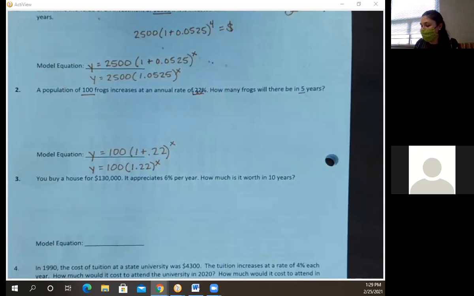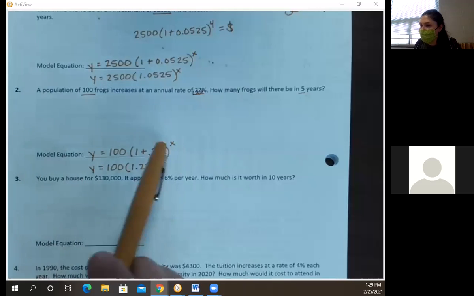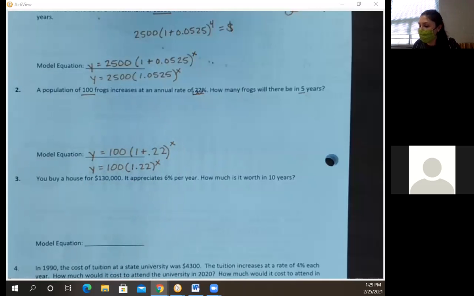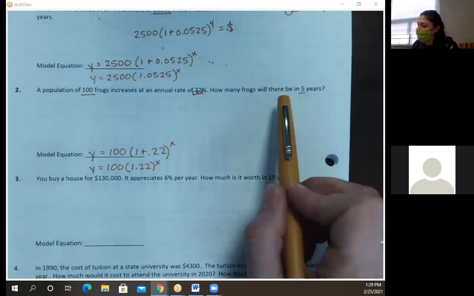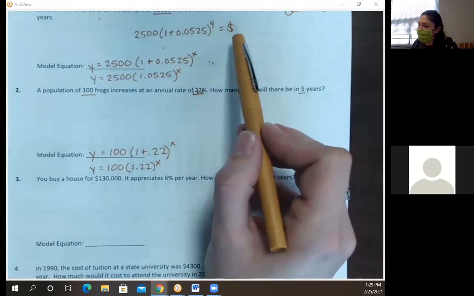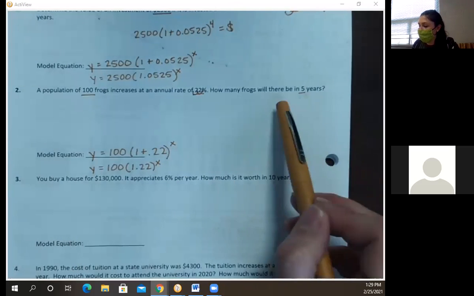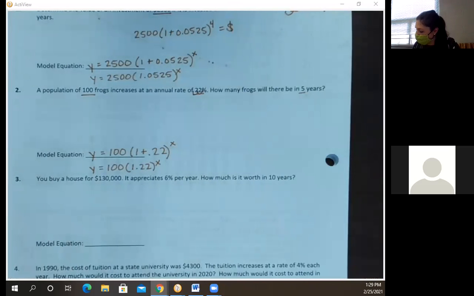I want you to go ahead and finish the problems on page 14. You need to give me the function that models what's happening there, and then also answer the question. For number 1, you need to find that amount. For number 2, you need to tell me how many frogs we'll have. For 3 and 4, I think they're both a dollar amount: how much money will you have in a specified time frame?